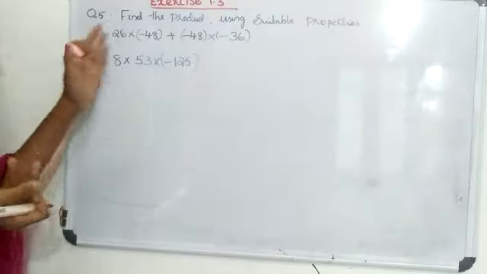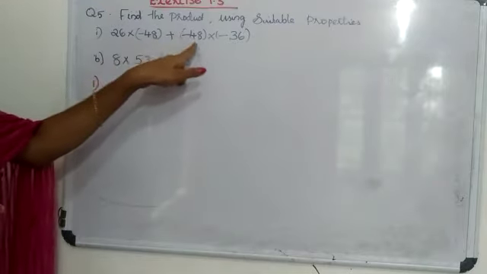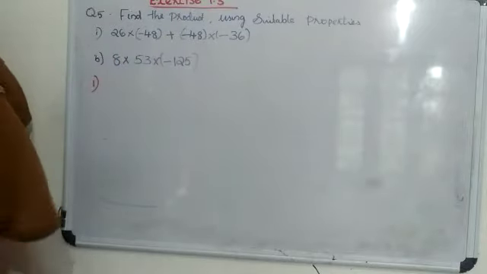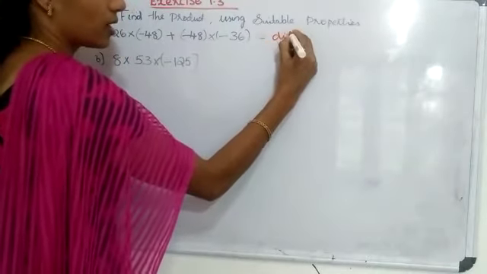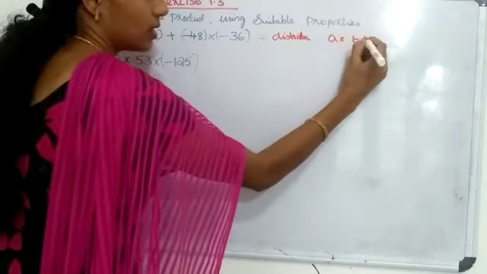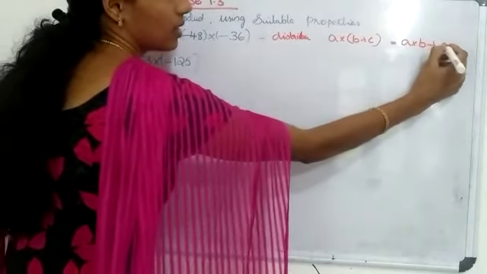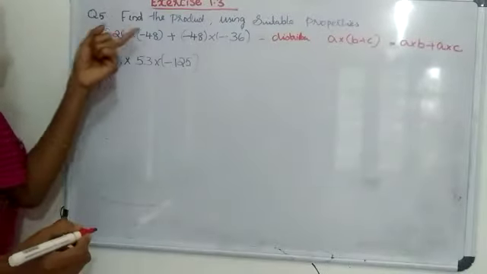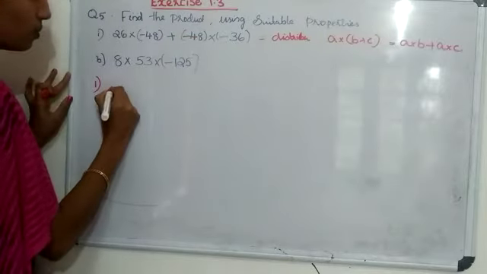Okay, so here which property can we use? Both the numbers are the same, right? Only two different numbers. So here this is the derivation of the distributive property, right? What is the distributive property? A into (B plus C) is equal to A into B plus A into C. See here, A into B plus A into C. So we can use the distributive property.